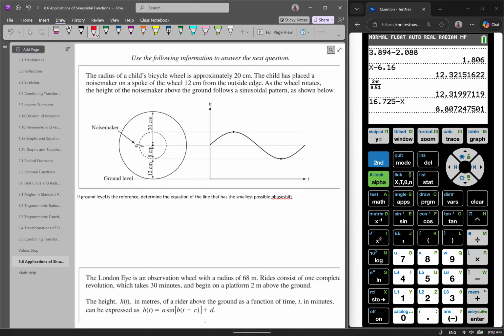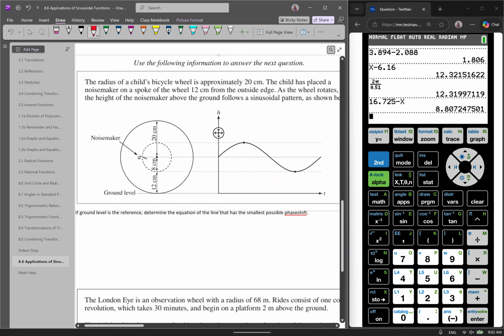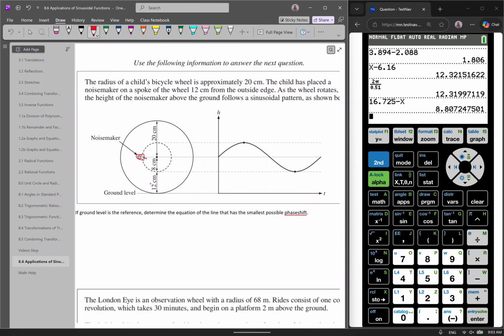Here, now we're going to try to create an equation based off of a situation, and here's a graph. So in this situation, it talks about a bicycle wheel and a noisemaker. This is the noisemaker. And as the child is biking, as the wheel is rotating, that noisemaker is going up and down, up and down, and up and down.